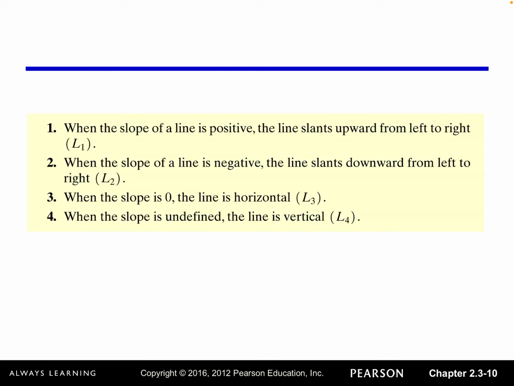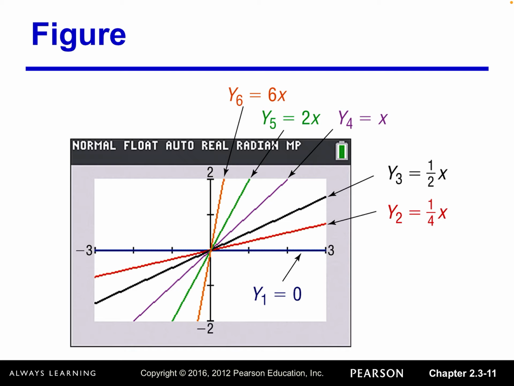When the slope of a line is positive, the line slants upward from left to right. When the slope is negative, the line slants downward from left to right. When the slope is 0, the line is horizontal. When the slope is undefined, the line is vertical. So what if all the lines are increasing lines? Can we use the value of slope to determine which line is going uphill faster? Yes, we can.